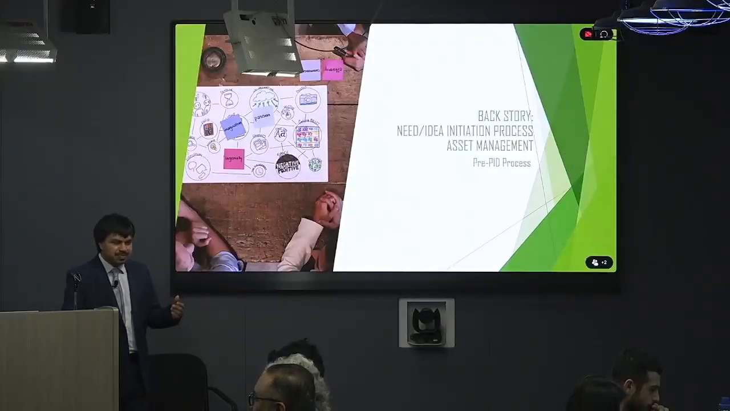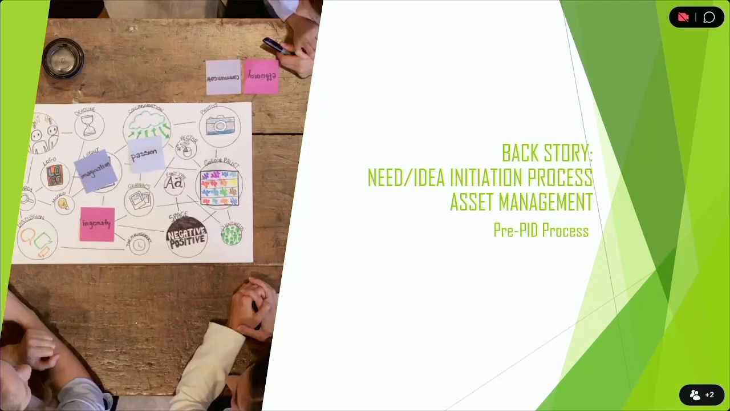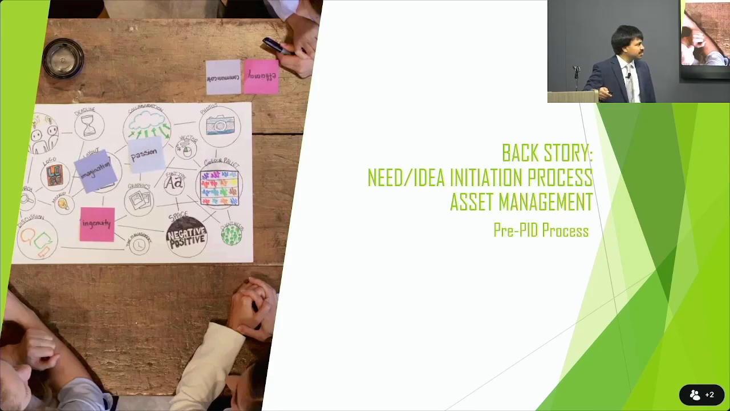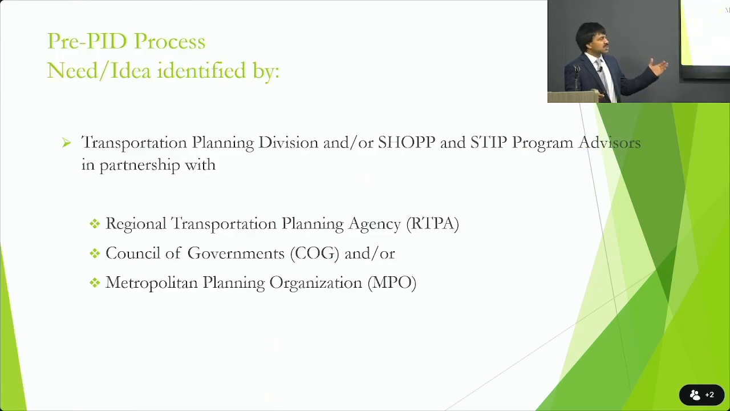So what happens before you develop the scope, schedule, budget, those things? What happens before that? Typically, asset management happens at the time. How the projects are initiated, we'll go over a brief overview of that. So most of the projects are conceived by the Transportation Planning Division or the SHOPP program advisors, the STIP advisors. They collaborate with the regional transportation planning agencies or the local MPOs. So they are the ones who initiate the projects from the very, very beginning, before something becomes a project to be considered.